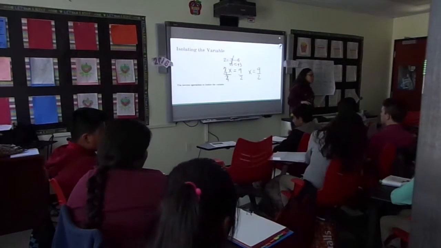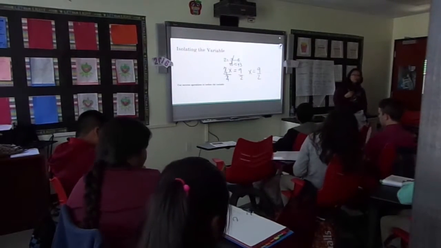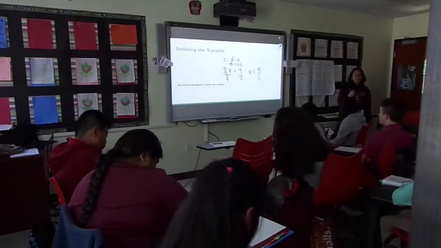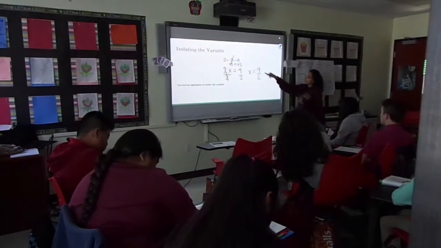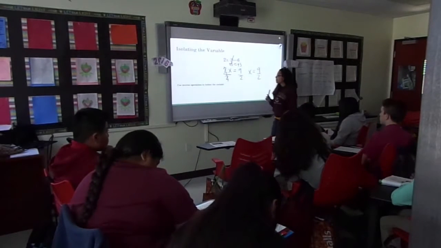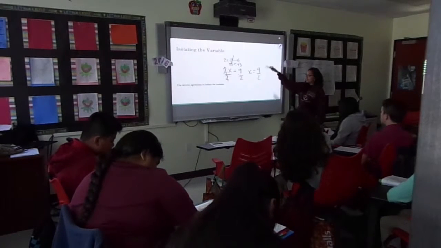So I want you guys to just really quickly write down what I did to solve this equation. Notice I'm saying solve because I figured out what the mystery was. At first, this golden x was a mystery. I did not know what it was. Now I do. X is 9 over 2. I have figured it out.